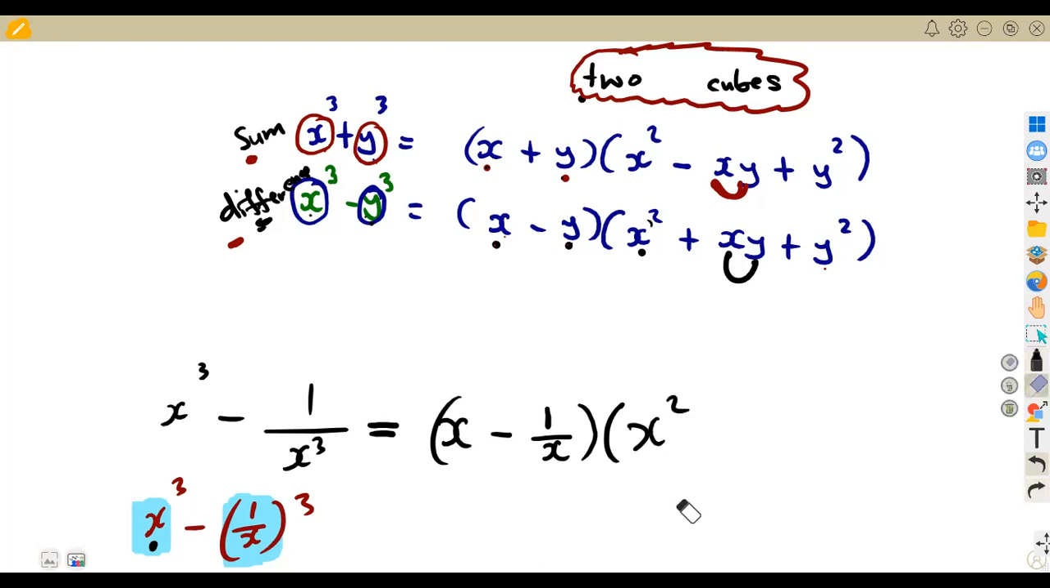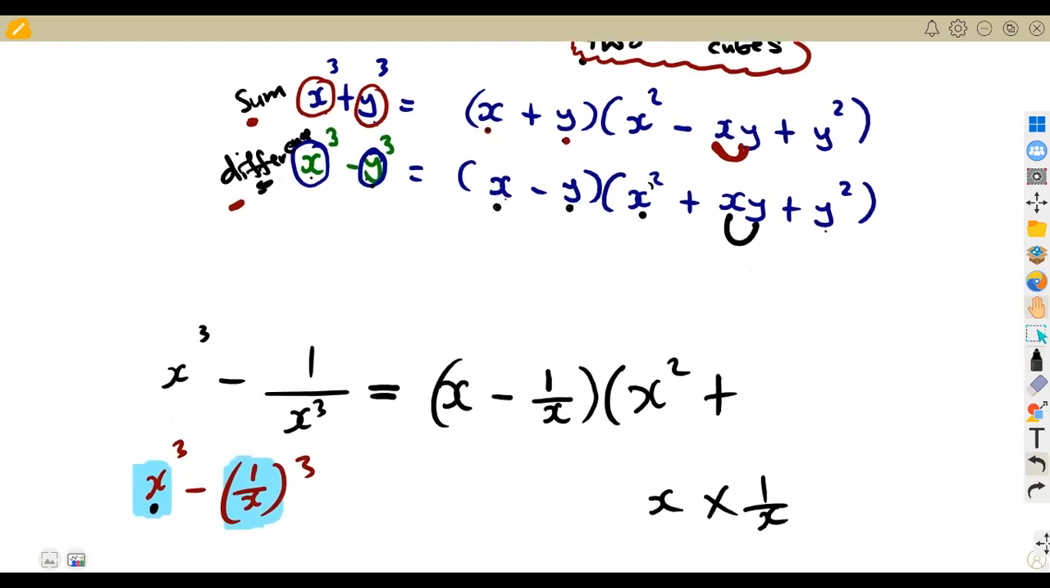There's nothing that we're going to do there. Plus the product of first and last. So you're going to have the product of the first, which is x, times the last, which is 1 over x. So it's x times 1 over x. If you multiply x and 1 over x, this is the same as x over 1 times 1 over x, so the x's will cancel. You're going to remain with 1 over 1, which is 1.